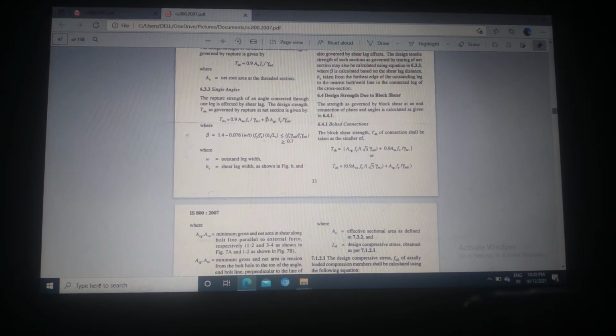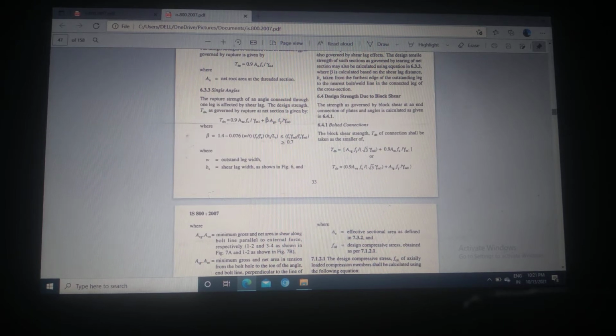Tdb1 is Avg Fy upon root 3 gamma m0 plus 0.9 Atn Fu upon gamma m1, and Tdb2 is the other. You can also name them 1 or 2, because the value will be different from both and we have to take the smaller of these two. So Tdb2 is 0.9 Avn Fu upon root 3 gamma m1 plus Atg Fy upon gamma m0. Gamma m0 and gamma m1 we are all familiar with.